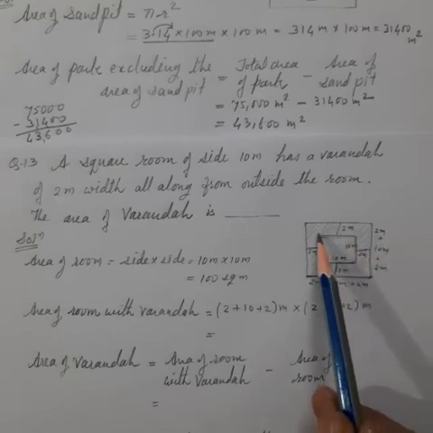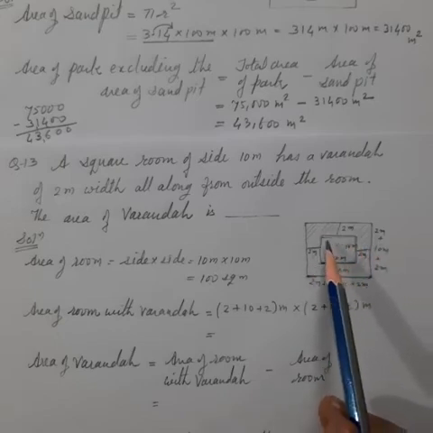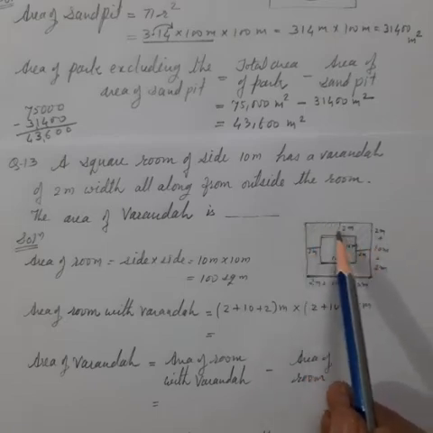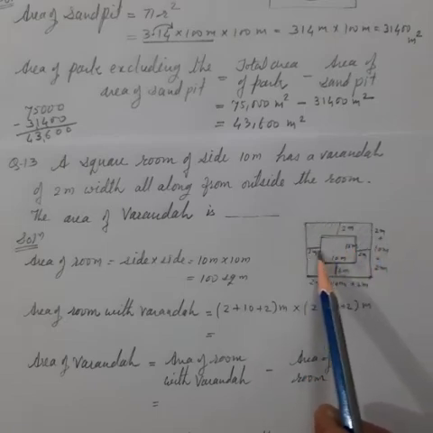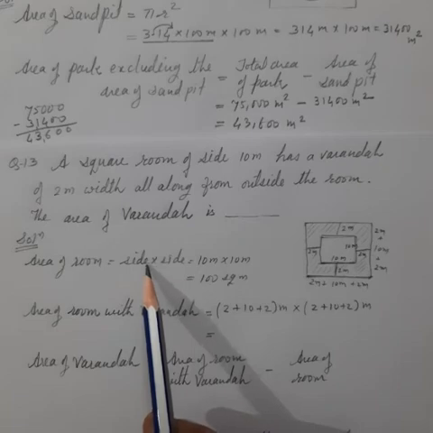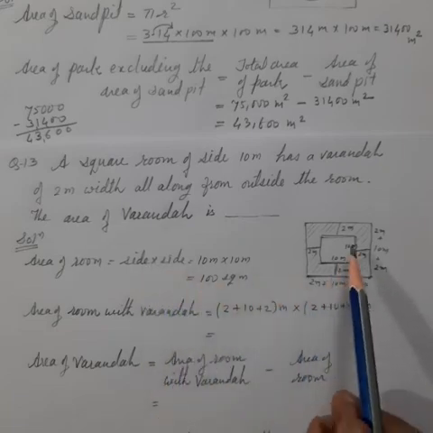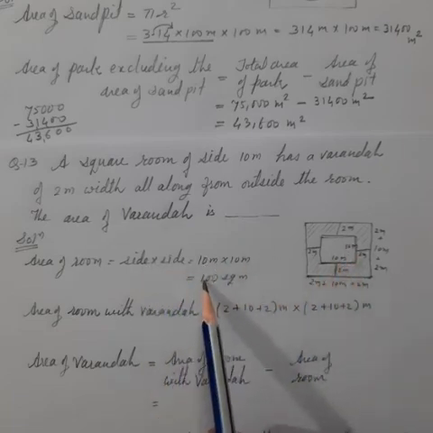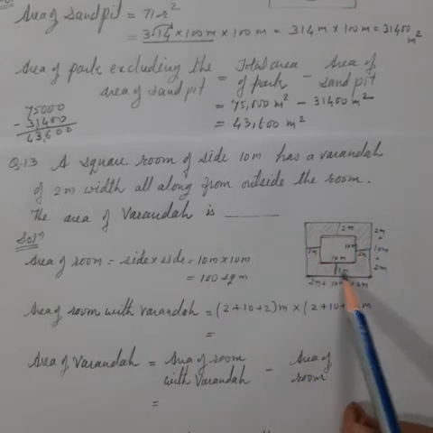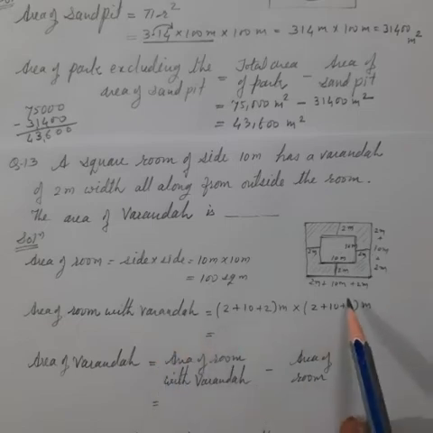To find the area of this veranda, we have to subtract the area of this room from the total area. Area of the room with veranda. The room is square in shape. So the area is side into side. 10 meter into 10 meter. 100 square meter. To find the total area. Area of the room with veranda.